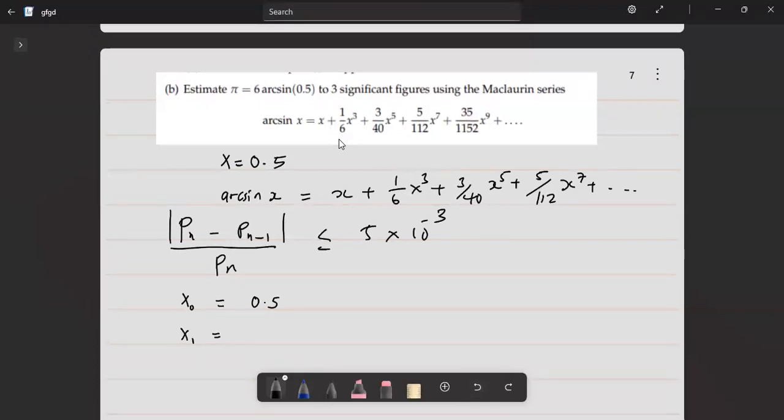The next term is 1 over 6 times x to the power 3. If you substitute x equals 0.5, what do you get? 0.5 plus 1 over 6 times 0.5 to the power of 3.